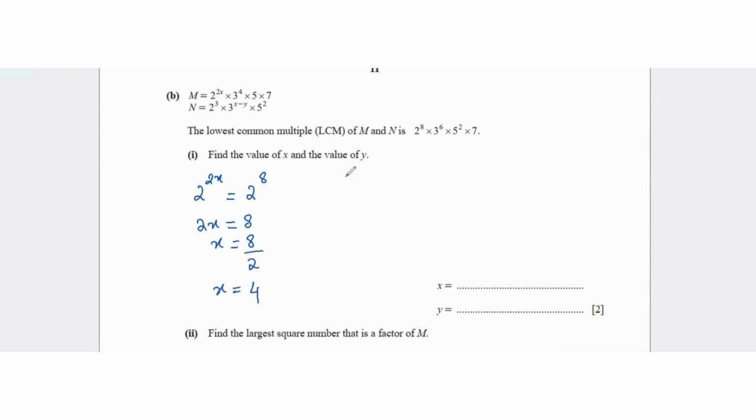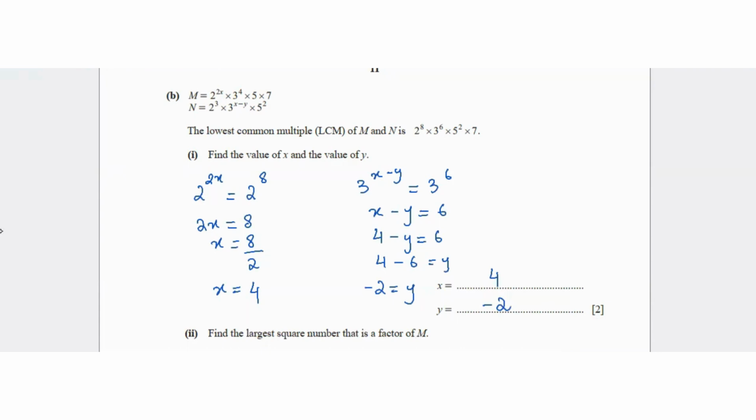For y, what we'll do is we'll put 3 to the power of x minus y equal to 3 to the power of 6. Once again, put the powers equal to each other because the bases are the same. So x minus y equals 6. Replace x with 4. 4 minus y equals 6, so 4 minus 6 equals y, and negative 2 equals y. x is 4 and y is negative 2.